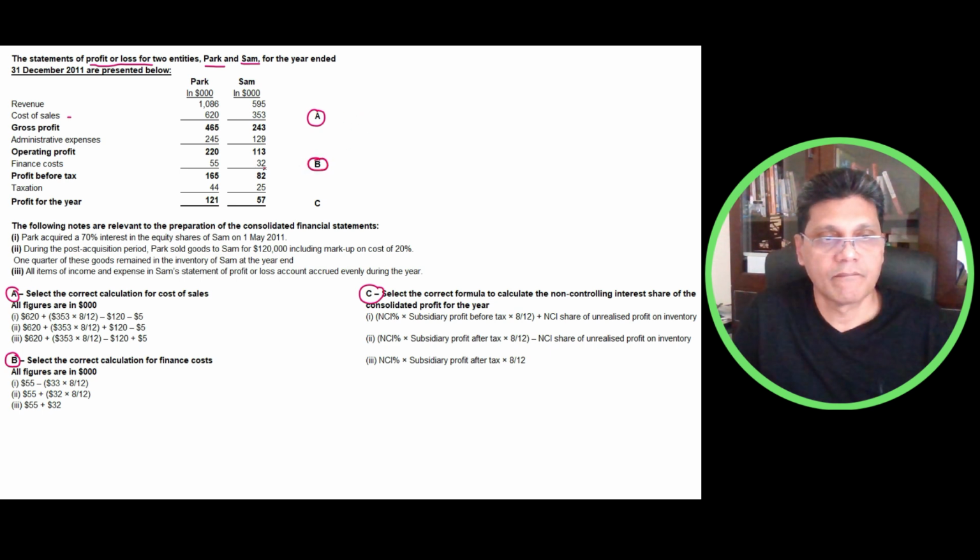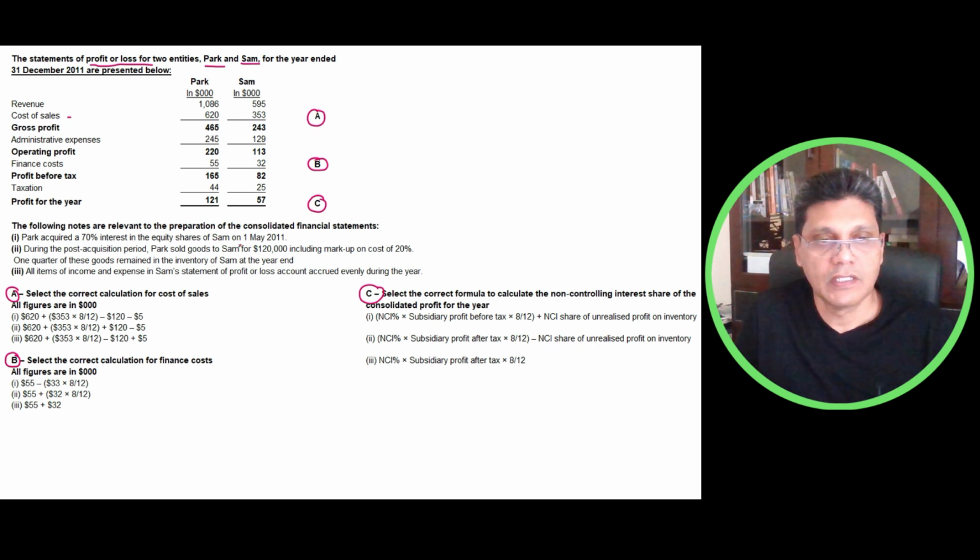Then part B is relating to the finance cost, the group finance cost, and finally the net profit of the group. Now you are given the following notes. The following notes are relevant to the preparation of the consolidated financial statement. First one is the Park acquired 70% interest in the equity share of Sam on 1st May 2011.